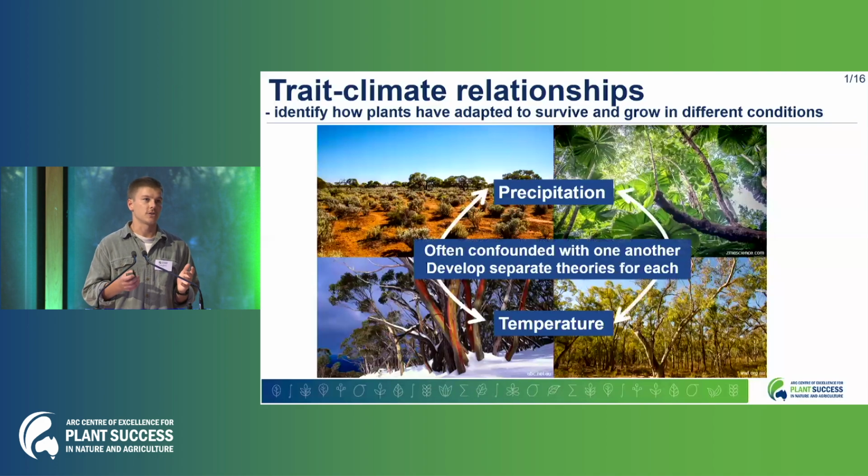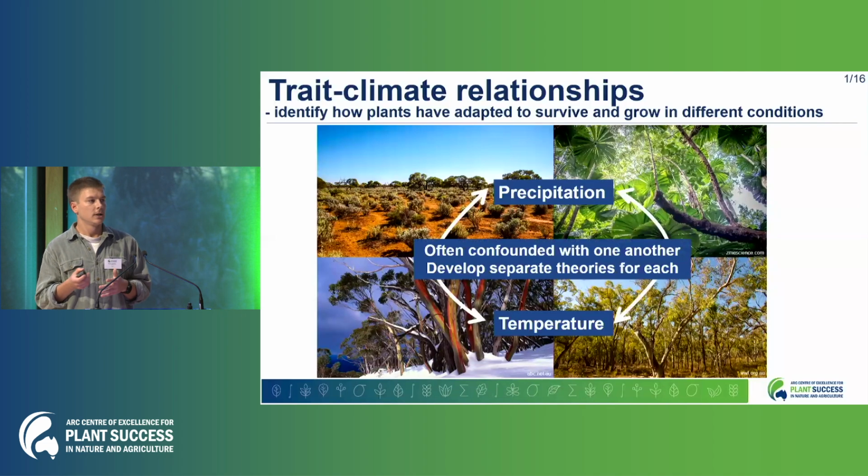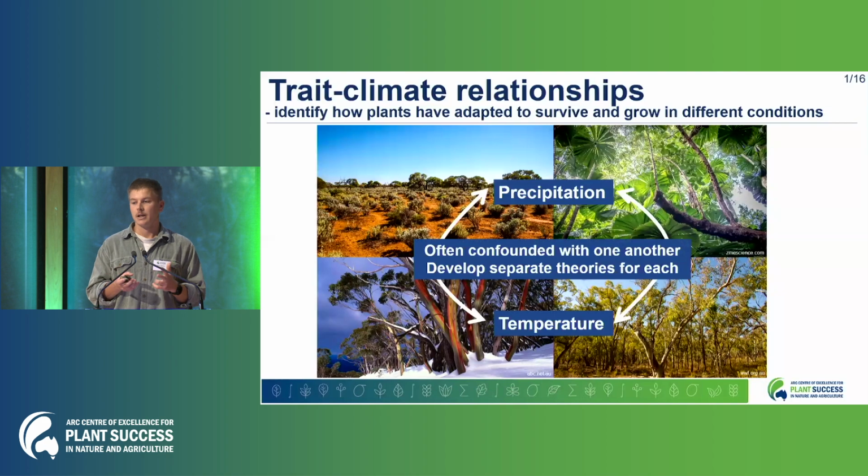A key focus is to develop separate theories for both these different climate predictors, so here precipitation and temperature. And this is particularly important in the face of future climate change, as although these two aspects of climate are often very correlated, they're actually not expected to always shift in tandem in the future.